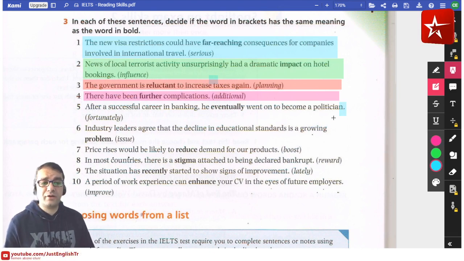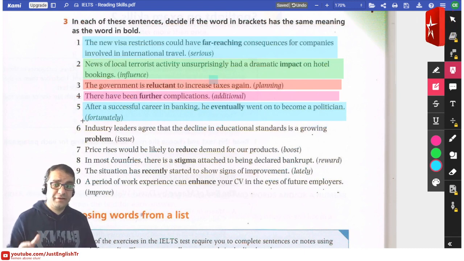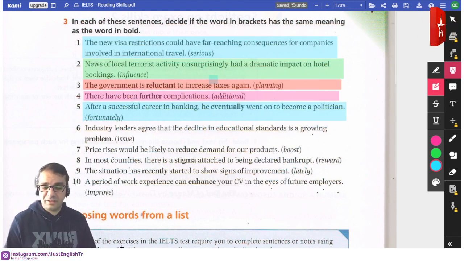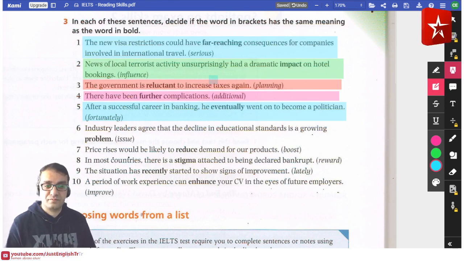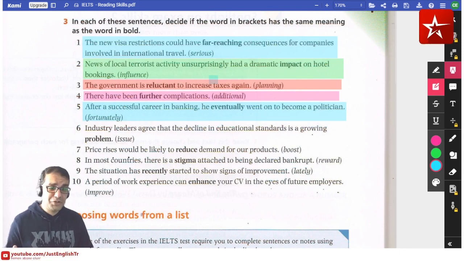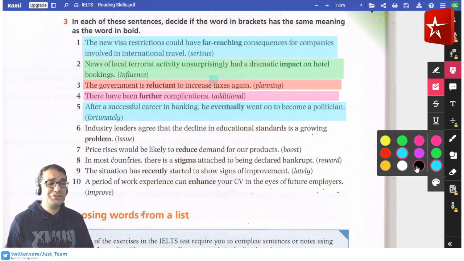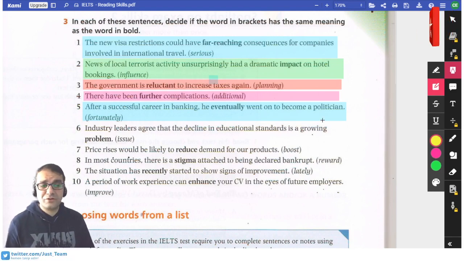Now let's go for number five. Is it yes or no? The same meaning or no? Five, guys. Of course, no.